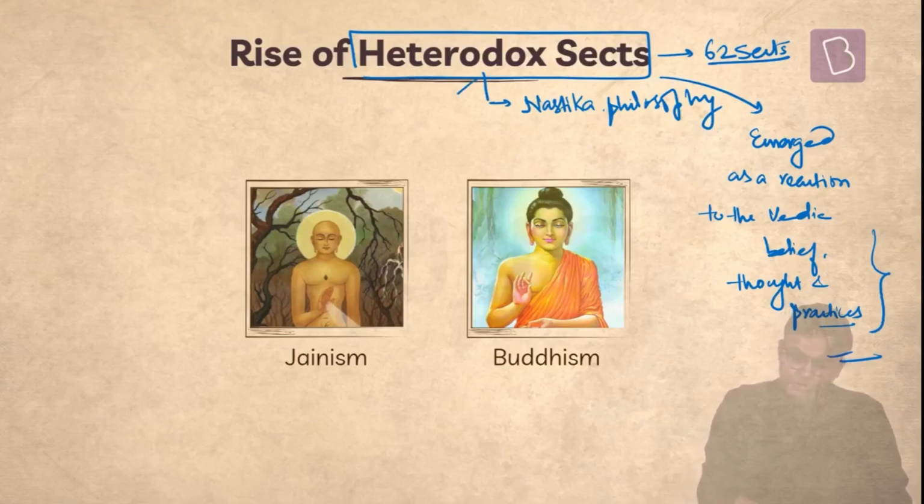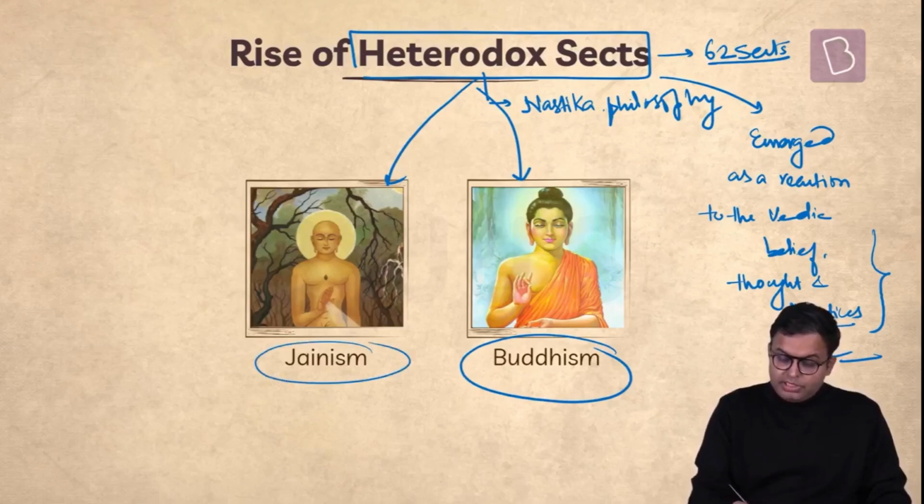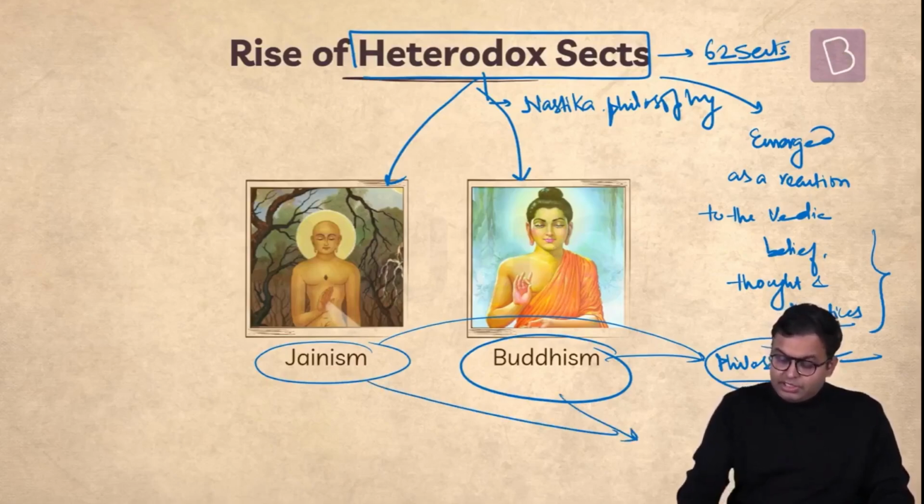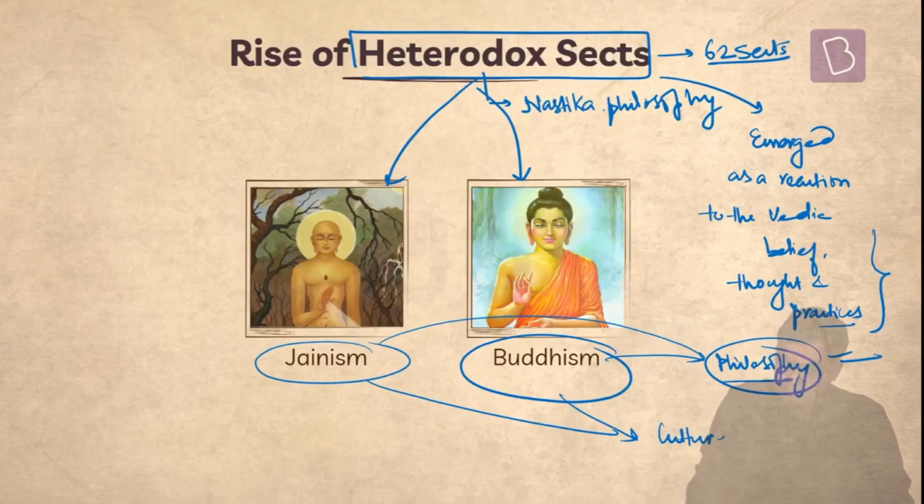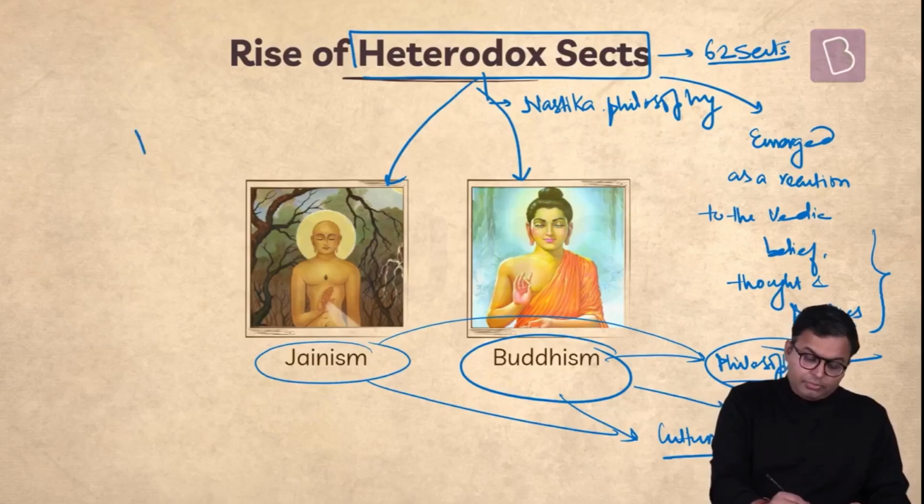Among these heterodox sects, you have to focus mainly on Buddhism and Jainism. In recent times, questions from Buddhism and Jainism have been asked mainly with respect to Buddhist and Jaina philosophy. So please take note of this aspect. Questions on Buddhism and Jainism are also being asked with respect to culture and the impact of Buddhism and Jainism on society around the 6th century BC. This is something that is interesting. Now, apart from this, you may also have to prepare Ajivikas.